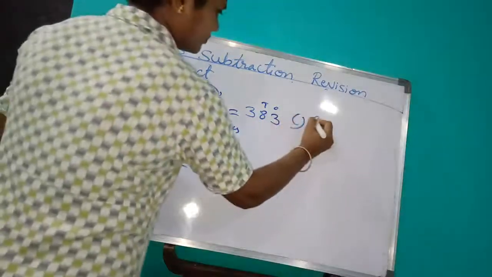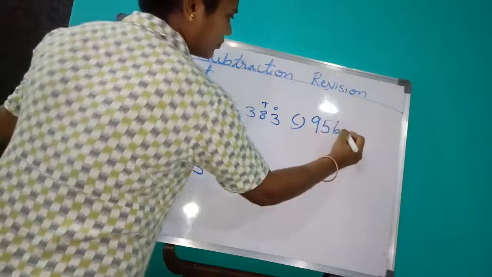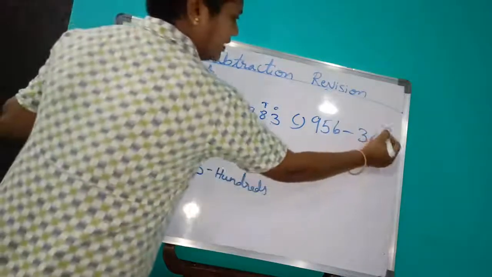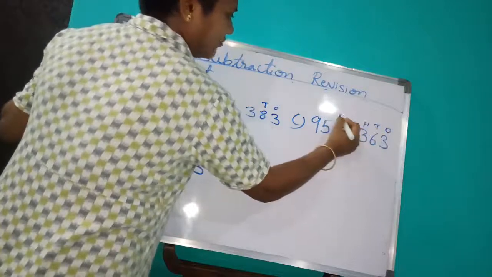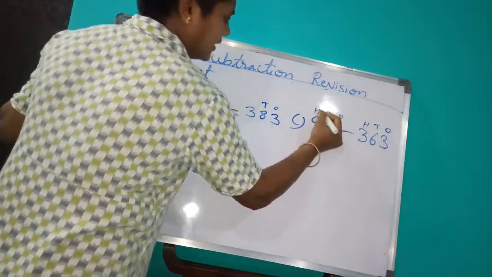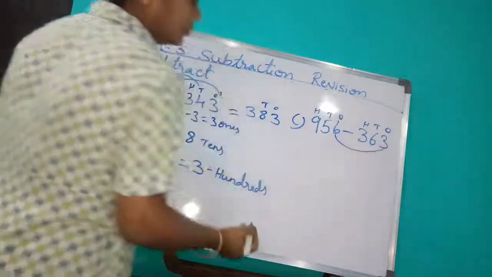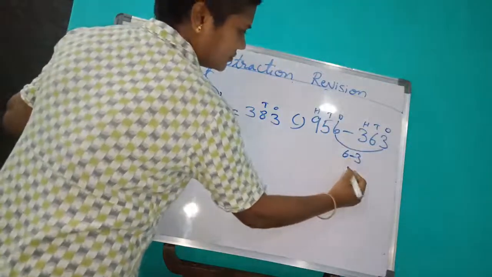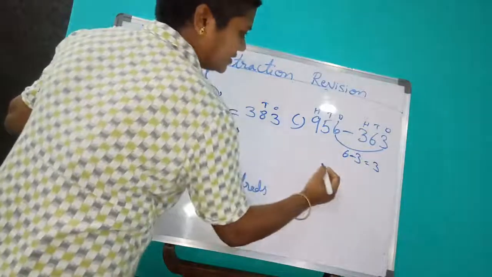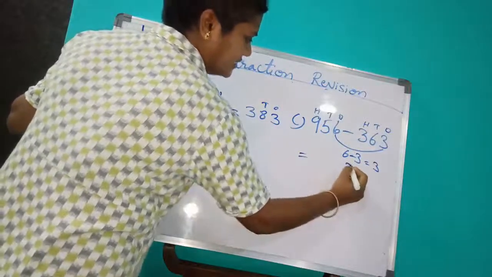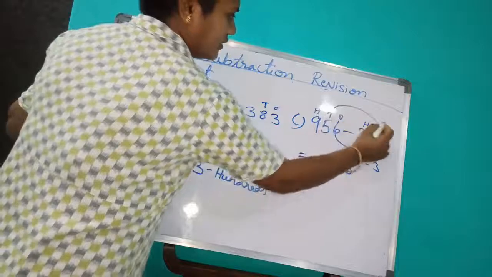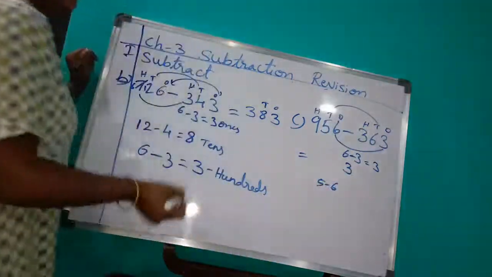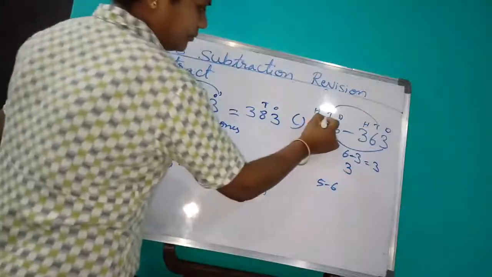C1. See again. Ones, tens, hundreds. First ones place you should do. 6 minus 3, 3. Ones place 3. Now tens place. 5 minus 6. In the 5, will 6 go? No. You should take borrow from here.